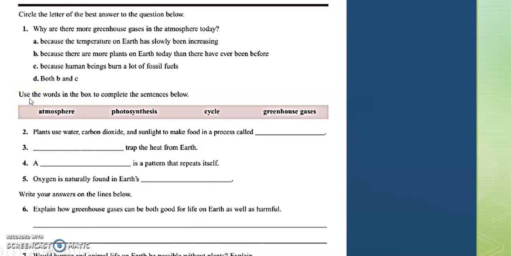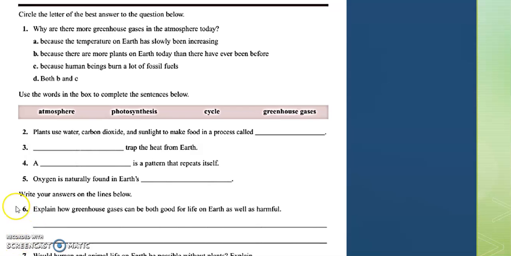Use the words in the box to complete the sentences below. We have atmosphere, photosynthesis, cycle, and greenhouse gases. Number 2. Plants use water, carbon dioxide, and sunlight to make food in a process called, what is the process? Photosynthesis. Number 3, these trap the heat from Earth. I'm not going to give you the answer. Super easy. Space is a pattern that repeats itself again. Super easy. Oxygen is naturally found in Earth. In Earth what? I know that. I think this is super easy, right?